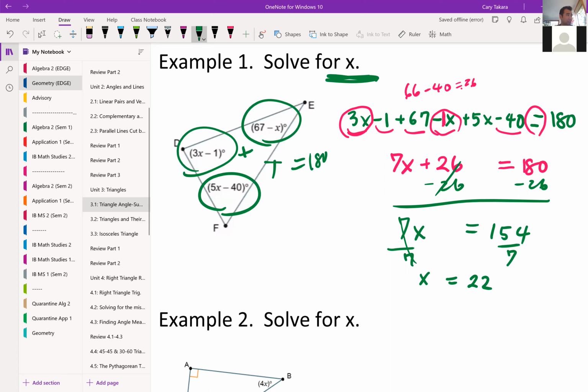22. Nice job, Logan. Anybody else? Did anybody else get x equals 22? Who's got x equals 22? I do. Very good. Great job. Okay, nice job, Janet. Let's move on.